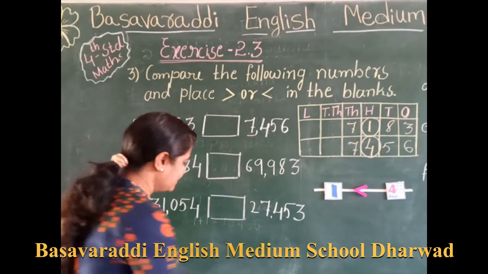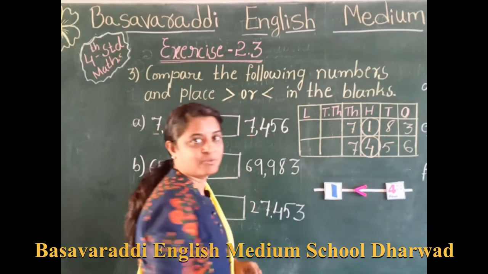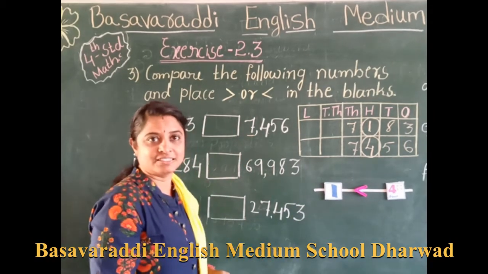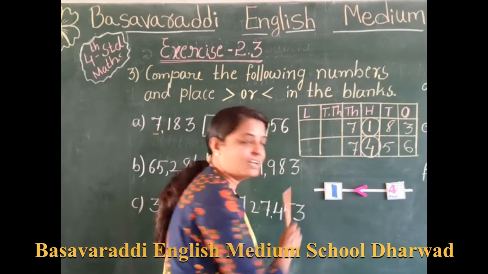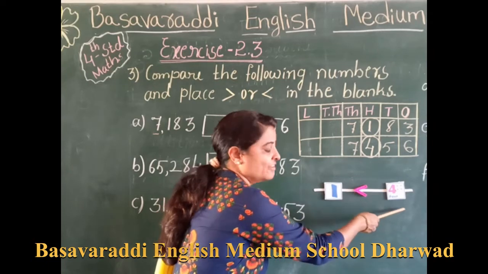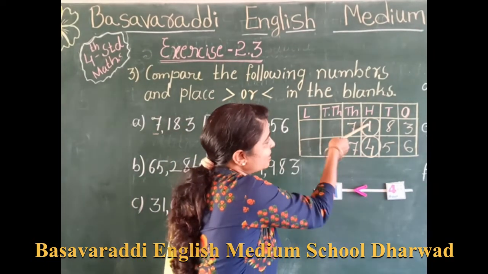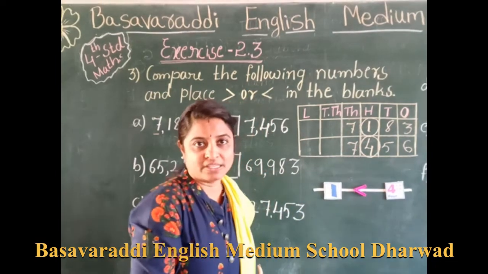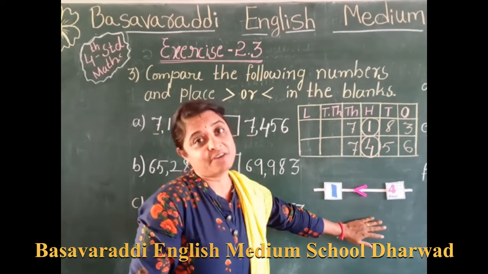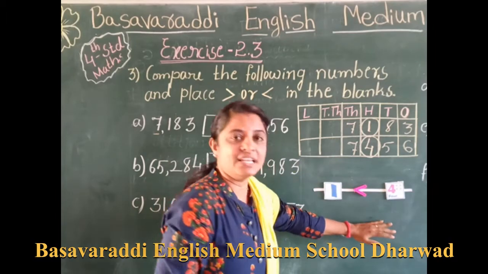Now what will we read? 1 is smaller than. Why? See here, because the sharp edge is towards the 1. Then you have to read 1 is smaller than 4. We compare only 1 and 4 here. Like this, if we are very comfortable with comparing small numbers, take that digit only and compare that one.